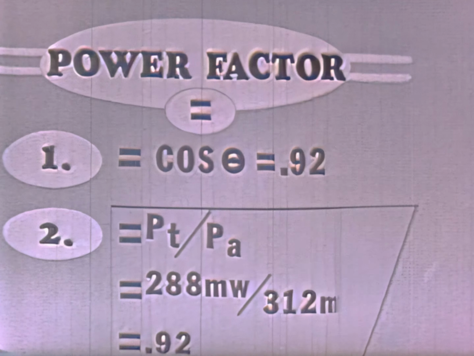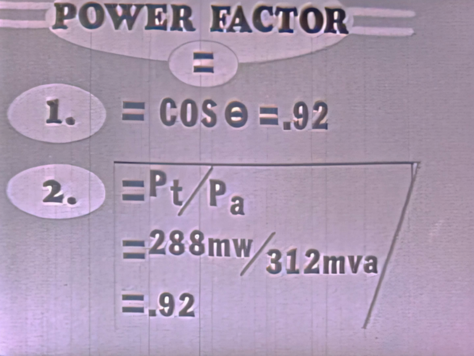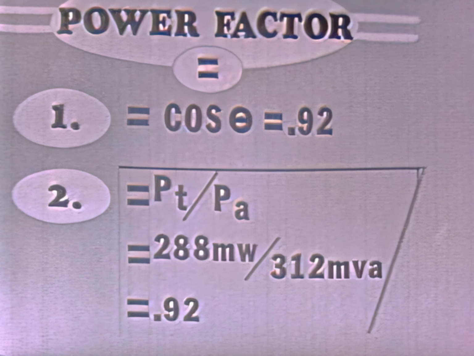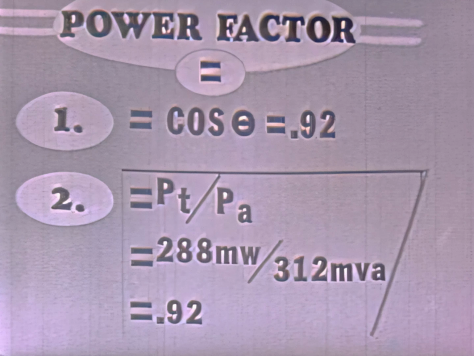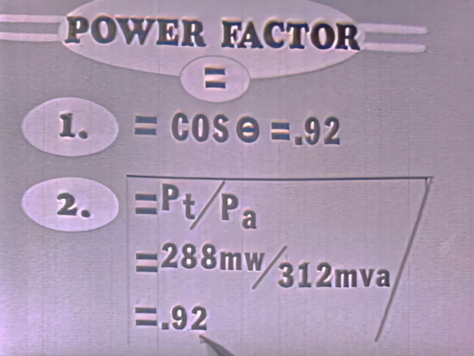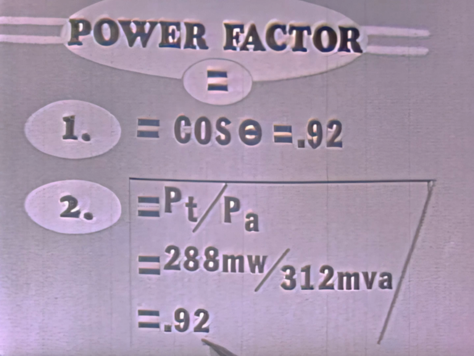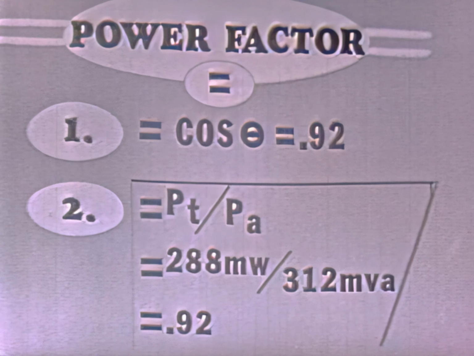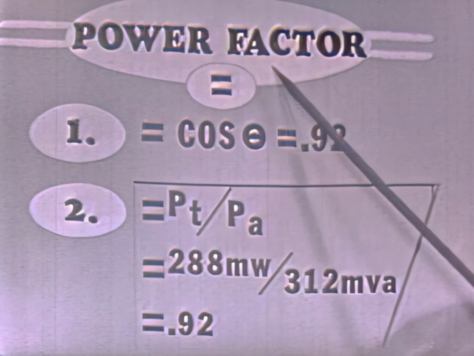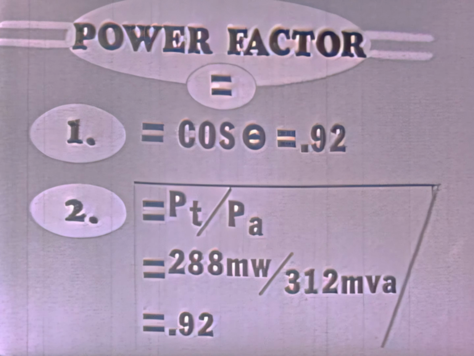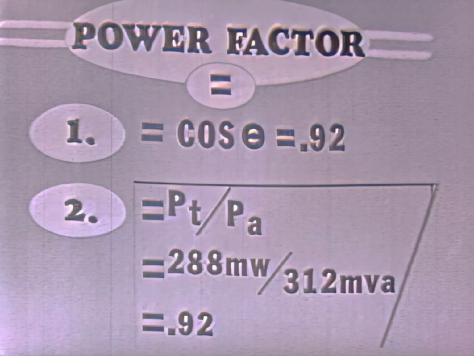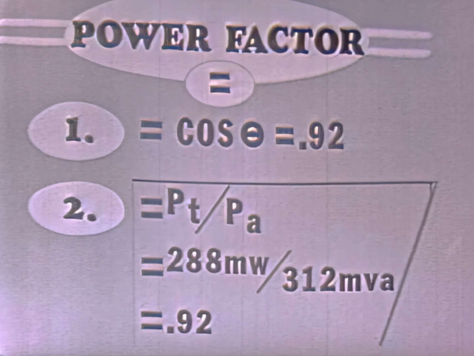Another relationship for power factor is the ratio of true power to apparent power. Substituting into this formula, we can once again see that our power factor is the same, 0.92. Now also in this formula, if you know any two quantities, you can always solve for your third unknown, sort of like Ohm's law. Simply transpose your formula and then solve for that third unknown quantity.